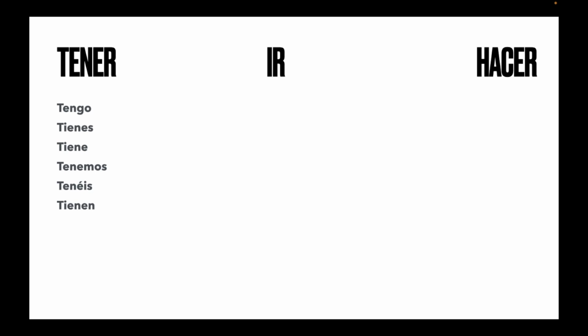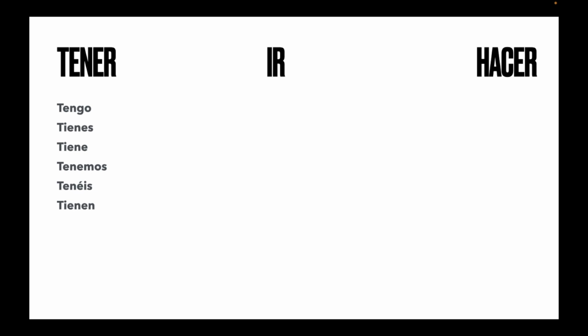So the whole thing is tengo, tienes, tiene, tenemos, tenéis, tienen. And saying it with the pronouns would be yo tengo, tú tienes, él, ella, usted tiene, nosotros, nosotras tenemos, vosotros, vosotras tenéis, and this one you can skip it. And then the last one is ellos, ellas, ustedes tienen.